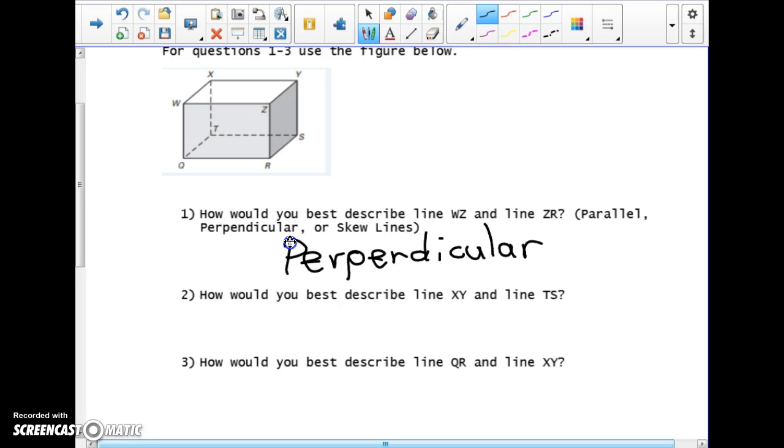Down below it, I ask you, how would you best describe line XY and TS? Looking at those, they're in the same plane and they're not intersecting. You would say that those two things are parallel. And the last one, how would you best describe lines QR and XY? Those are not intersecting, but since they're not in the same plane, we say that those lines are skew.